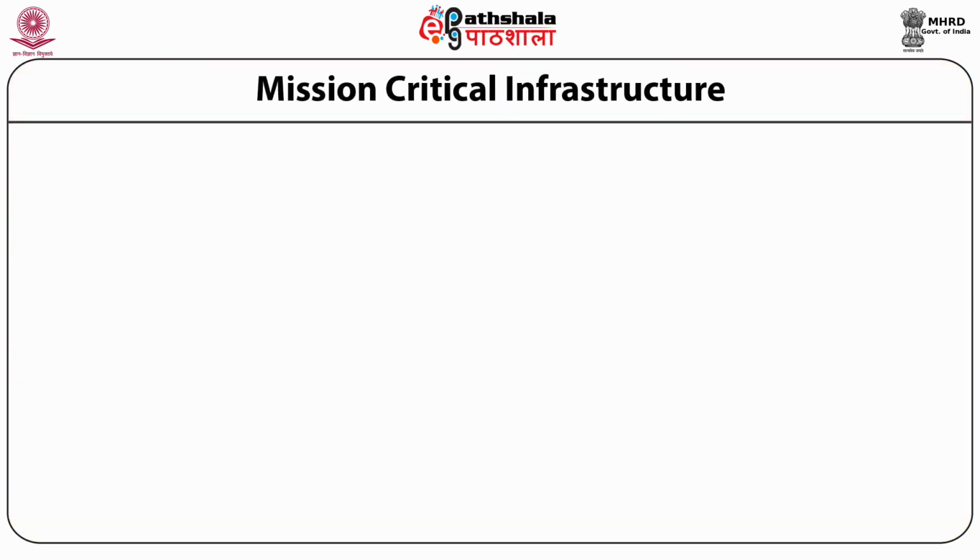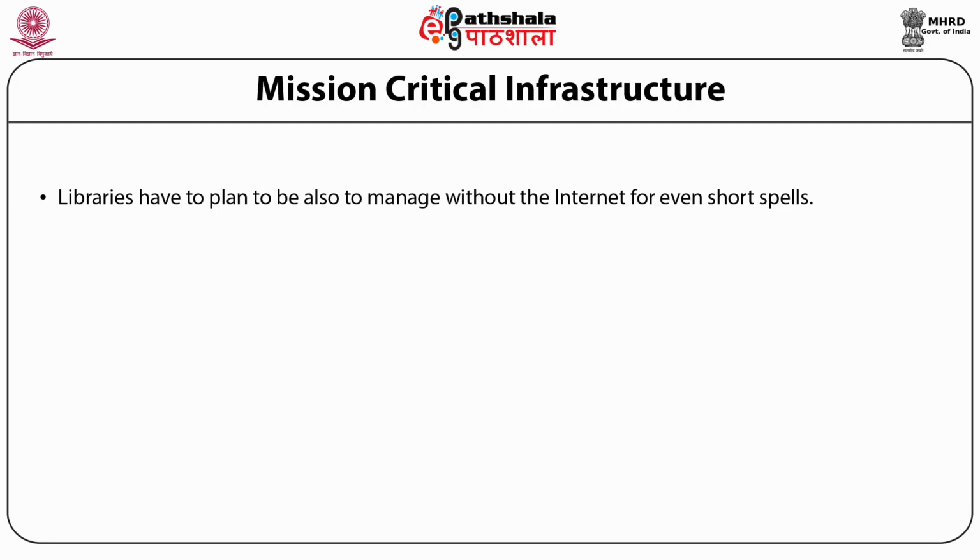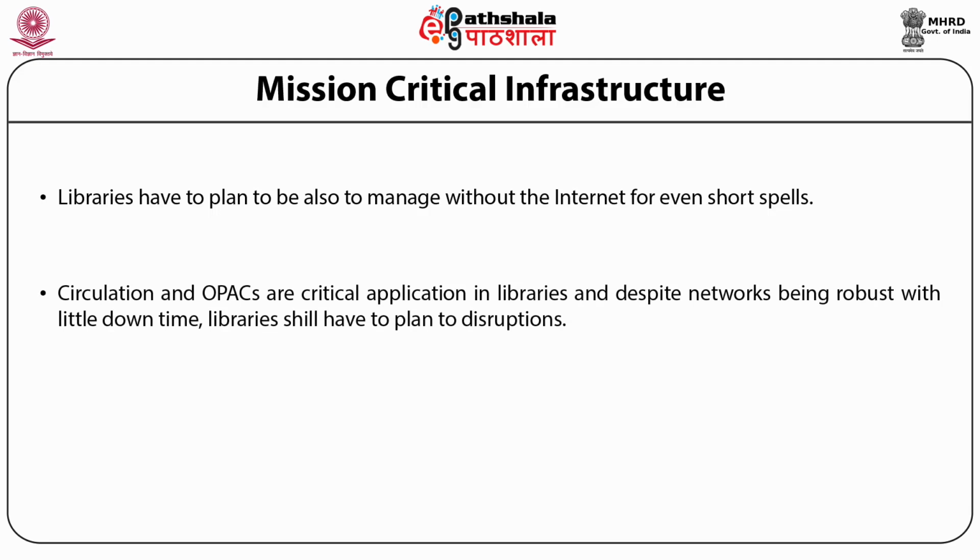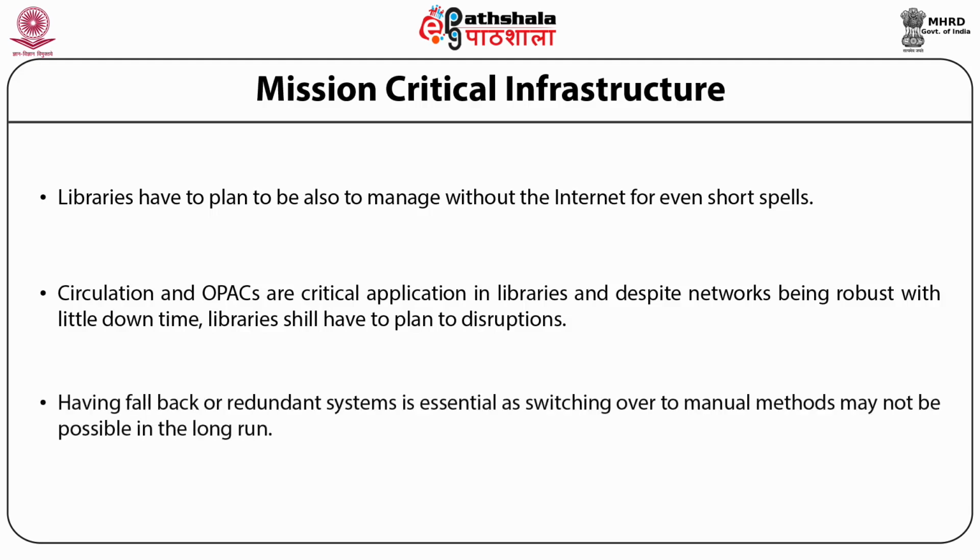In libraries, we have certain infrastructure which we can call mission critical infrastructure. The mission critical infrastructure in today's libraries is definitely the internet. And libraries have to plan to be able to manage without internet for short spells of time. Circulation and OPACs, these are also critical applications in libraries, and despite networks being robust with little downtime today, libraries will have to plan for disruptions.